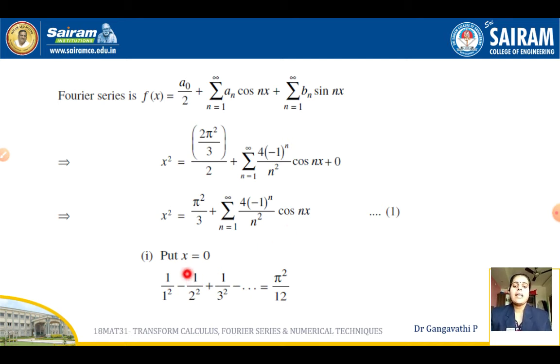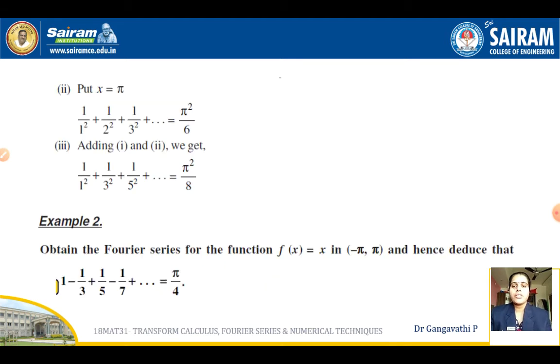So now let us see, substitute x is equal to 0. So once we make x is equal to 0 in our equation 1, x square, 0 square is 0, pi square by 3 is as it is, summation n is equal to 1 to infinity, 4 minus 1 to the power of n by n square, and cos 0 is 1. So we get only this expression. So when we substitute x is equal to 0, we get this expansion.